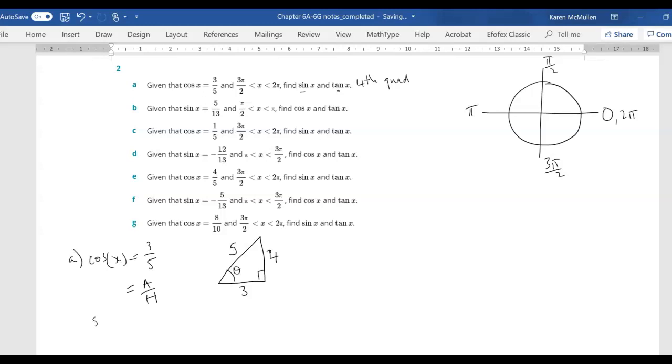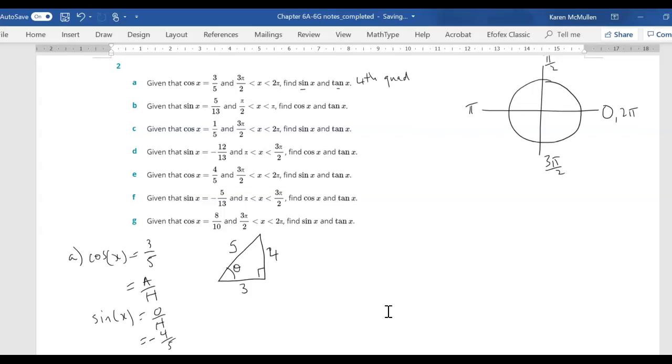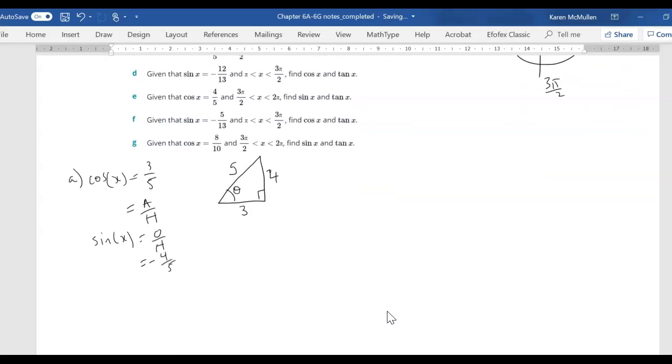So that means that sine x, which is equal to opposite over hypotenuse, your opposite side is 4, and your hypotenuse is 5. Now we are in the fourth quadrant, so sine is negative, so it's going to be negative 4/5. And we have to do tan. So tan x is equal to opposite over adjacent. So your opposite side is 4 over 3, and tan is also negative in that quadrant, so we're going to have negative 4 on 3.